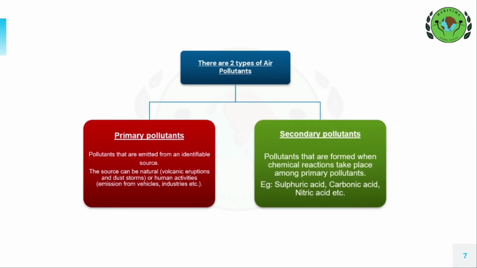There are 2 types of air pollutants. First, primary pollutants. Pollutants that are emitted from an identifiable source. The source can be natural, volcanic eruptions and dust storms, or human activities, emissions from vehicles, industries, etc. Second is secondary pollutants. Pollutants that are formed when chemical reactions take place among primary pollutants. Examples: sulfuric acid, carbonic acid, nitric acid, etc.